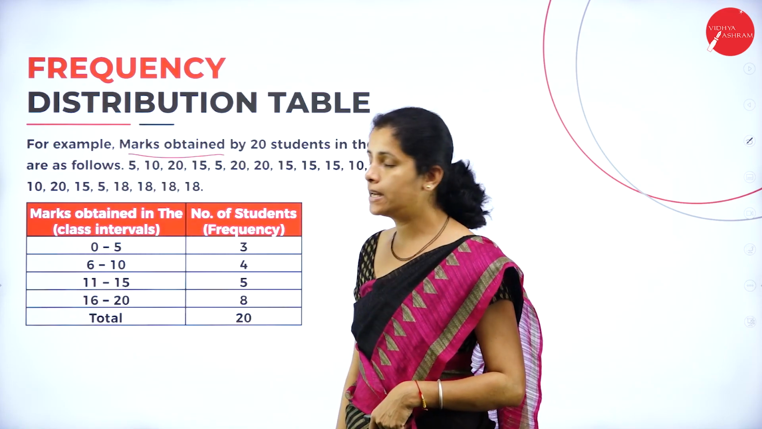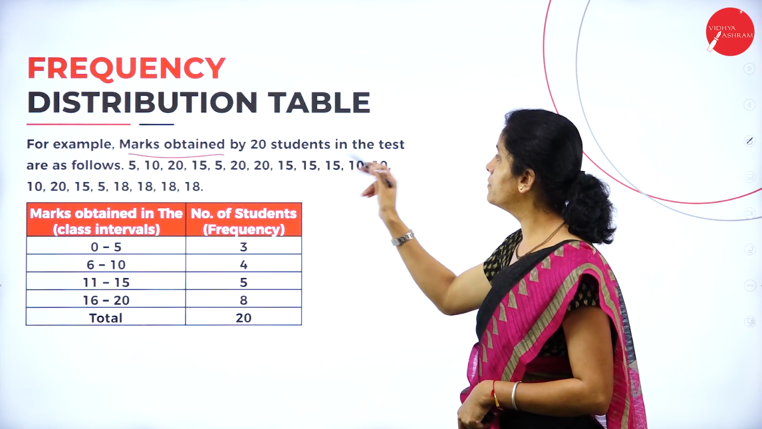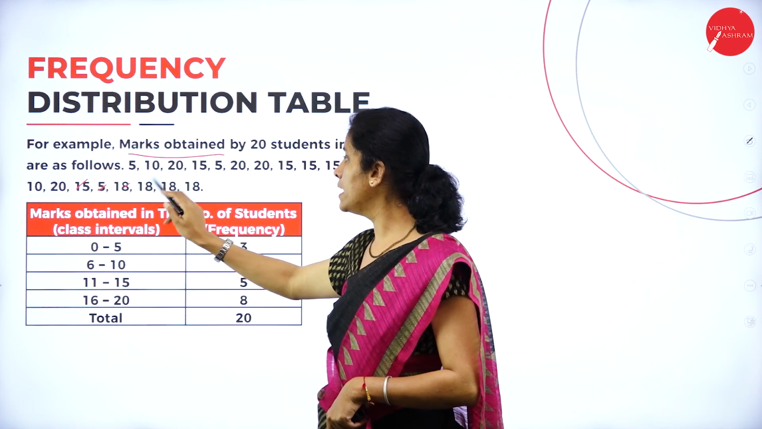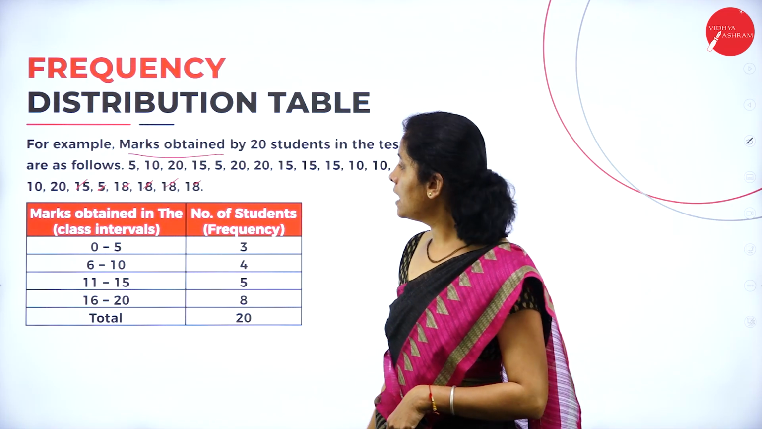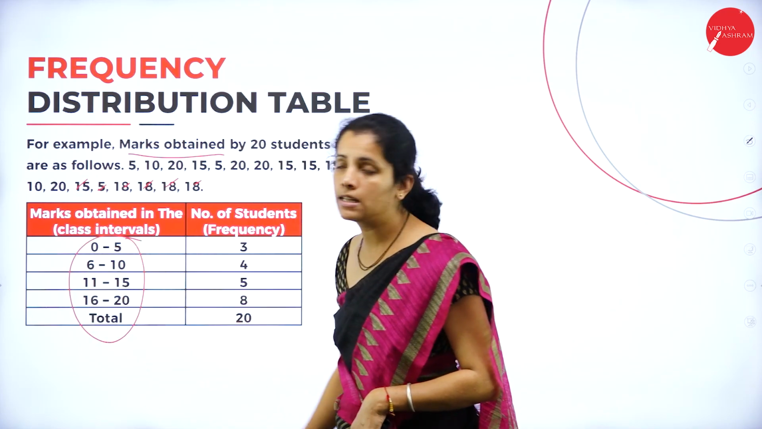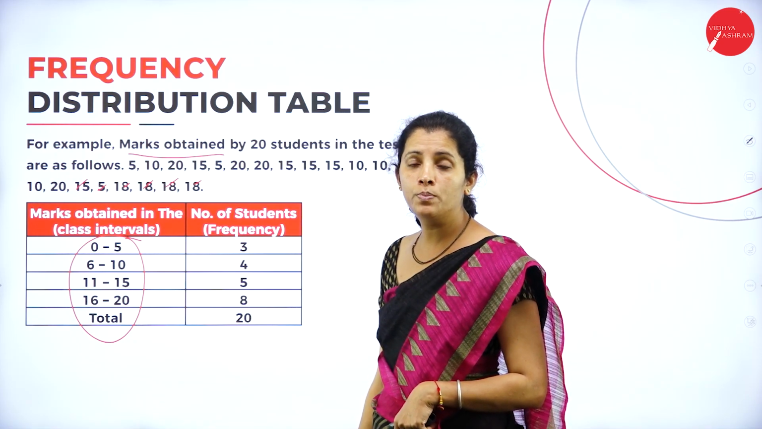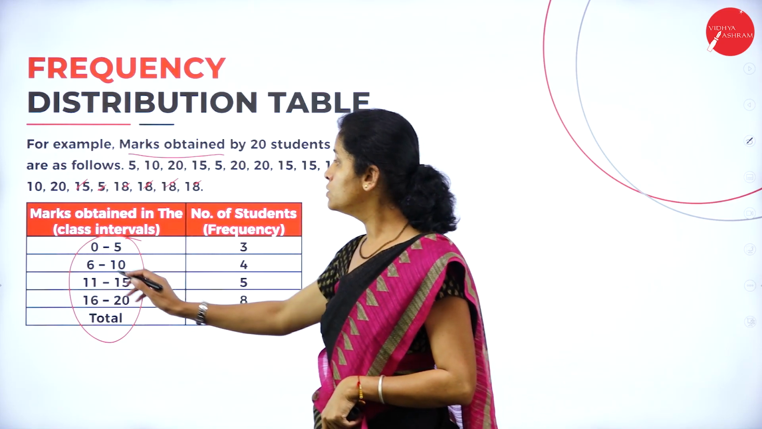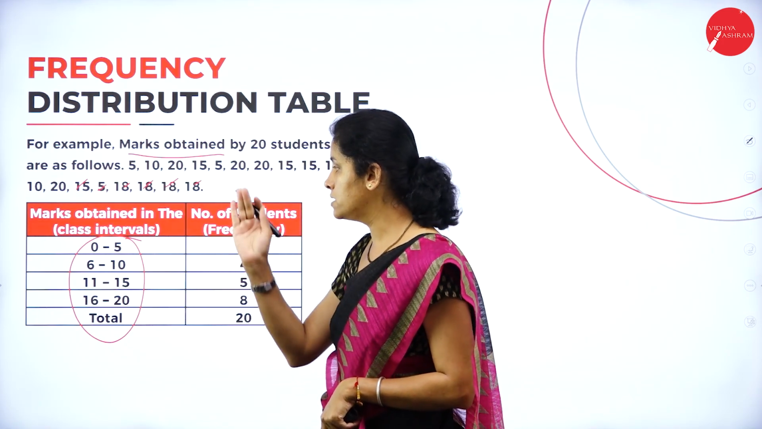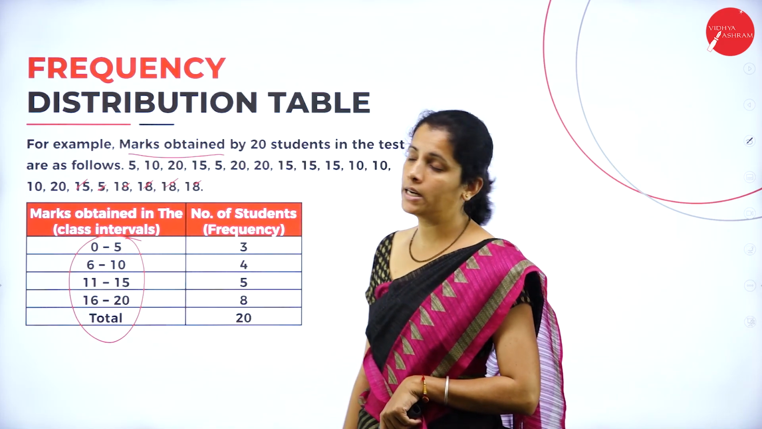So the marks are 5, 10, 20, 15, 5, 20, 20, 15, 15, 15, 10, 10, 10, 20, 15, 5, 18, 18, 18, 18. Okay, now if I consider this one, this is nothing but the class interval, or the grouped frequency distribution. So I'm going to categorize the data, that is 0 to 5 marks, then 6 to 10 marks, 11 to 15 marks, and 16 to 20 marks.